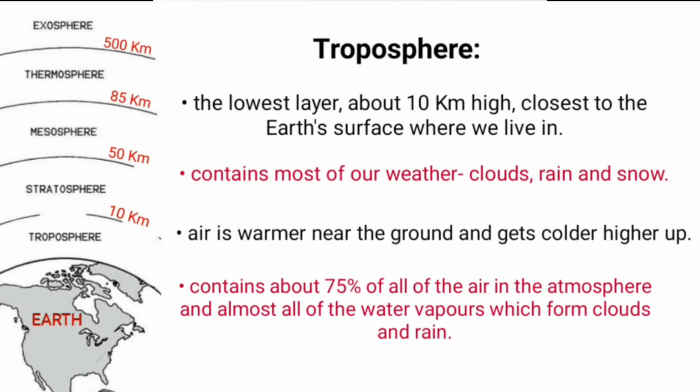First is Troposphere. It is the lowest layer, about 10 km high. It is closest to the Earth's surface where we live. It contains most of our weather, that is, clouds, rain, and snow. Air is warmer near the ground and gets colder as we go higher. It contains about 75% of all the air in the atmosphere and almost all the water vapors which form clouds and rain.